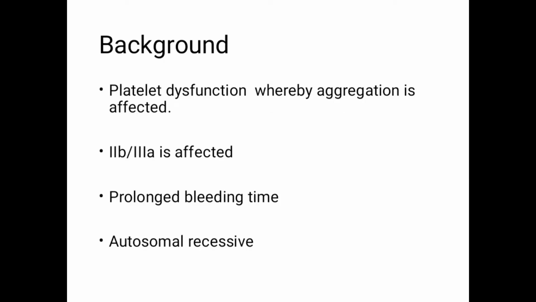About Glanzmann Thrombasthenia. This is a platelet dysfunction disorder whereby aggregation of the platelets is affected. Platelet aggregation usually involves the 2B 3A protein, which involves the combining of the two platelets. In this case, that function is affected, and the platelets are not aggregating well. As a result, there is prolonged bleeding time, and this condition is autosomal recessive.